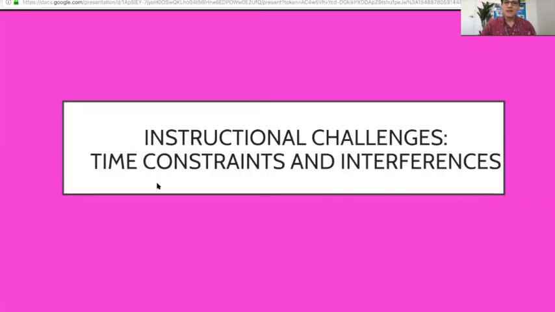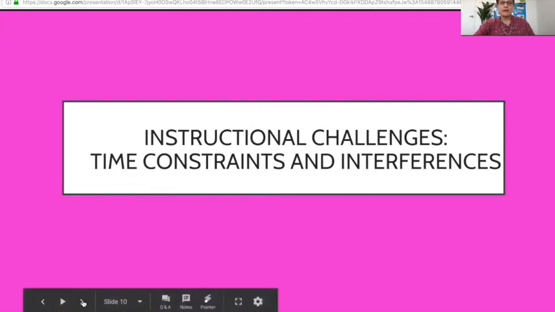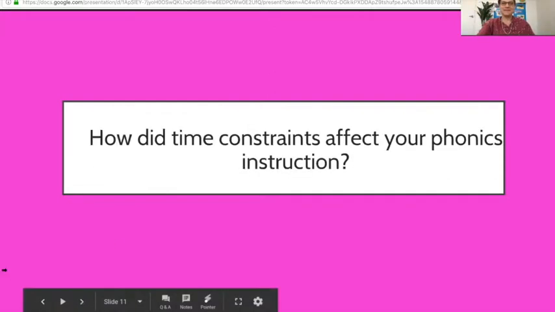All right, so those were some of the general challenges you might face when teaching phonics, but as you know, working at a school overseas, there's going to be specific challenges to that, and some of those come in the form of holidays, events, activities, expectations that might constrain your time. So how did time constraints affect your phonics instruction?